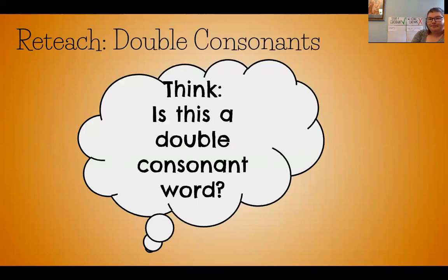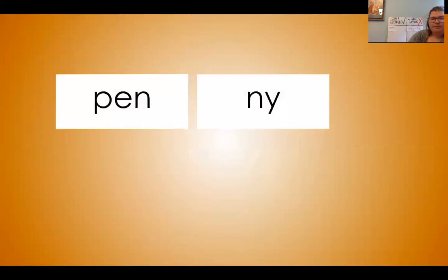Okay. Our next word is penny. Your turn. What is the first syllable in penny? Right, pen. And what is our second syllable? Knee. So if I look at this, I had to close in my first syllable, pen, and I had to keep my second syllable open, knee. So is this a word that needs a double consonant? Right, it does.